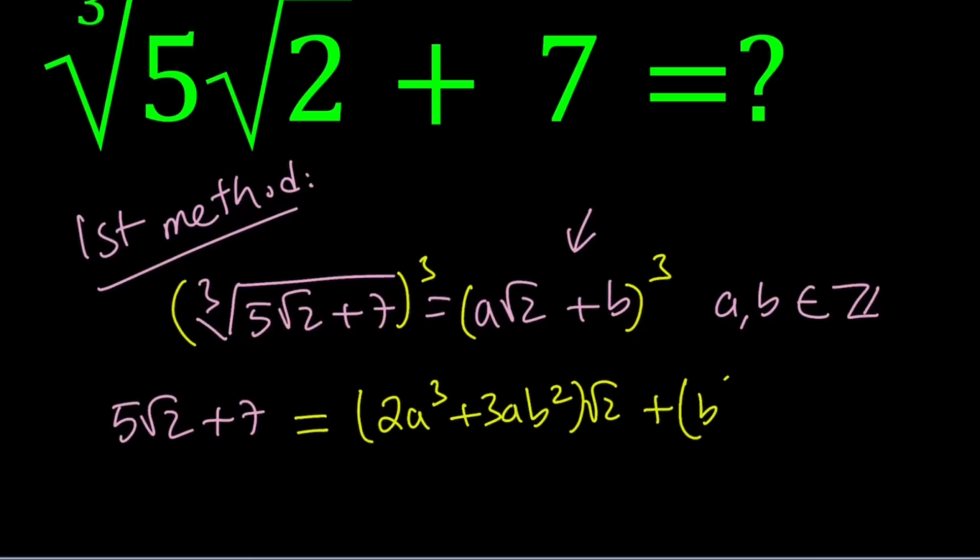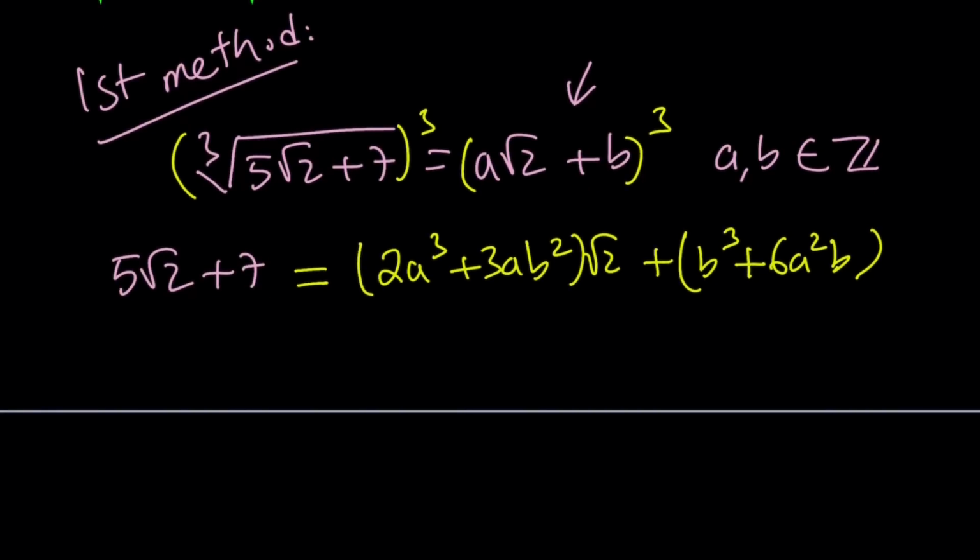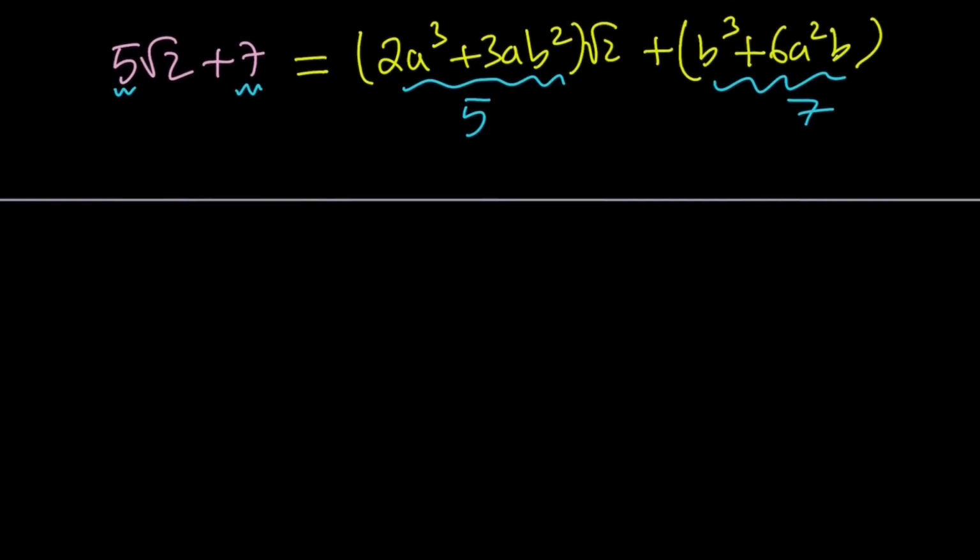Plus b cubed plus 6a squared b. I didn't have to put that in parentheses, but I wanted to emphasize the two terms that we're going to compare here. The coefficient of square root of 2 is 5 on the left hand side, so this should be 5. And our constant is 7, so it should be 7. And when I say constant, I'm talking about the rational piece. Okay? So we get a system of equations from here, a cubic system.